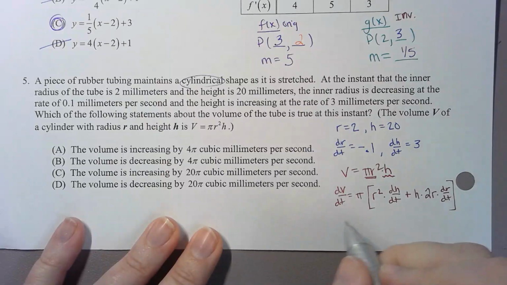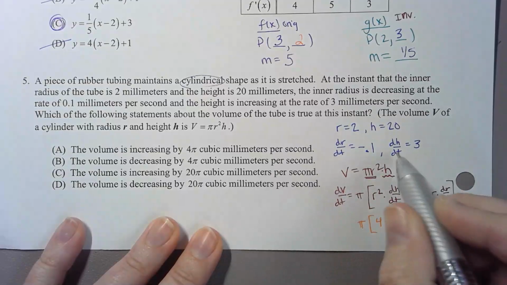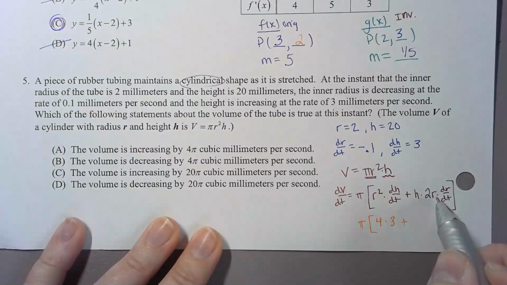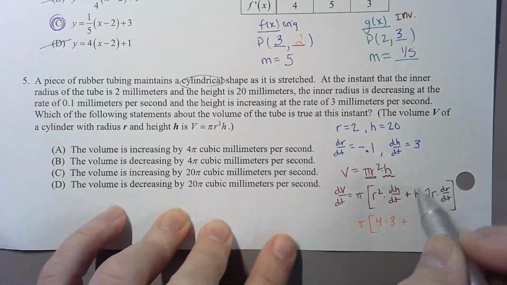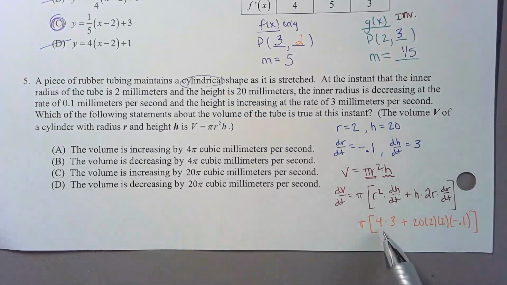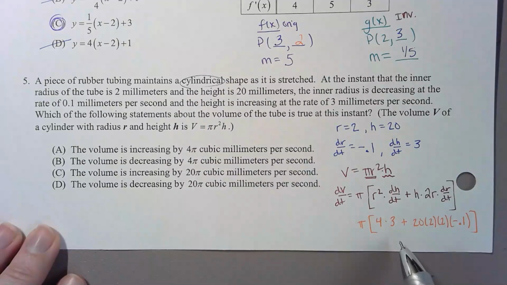I'm going to start filling everything in. So I've got that pi out in front. The radius is 2, so I have a 4 here. dh/dt is positive 3. Let's see, h is 20, r is 2. I guess I could just write it out. So I have 20 times 2 times 2 times negative 0.1. So let's see, we have 8, right? 80 divided by 10. So 12 minus 8, 4, and so we get a 4 pi.